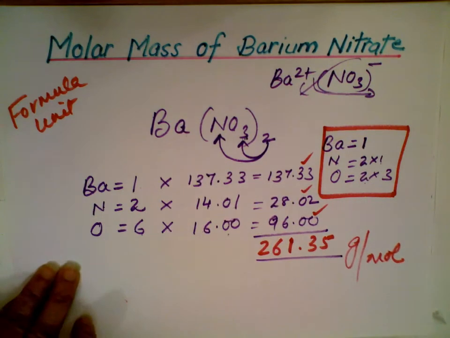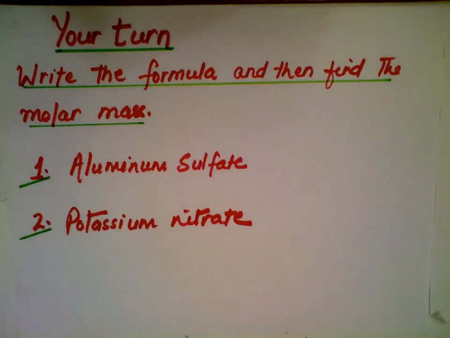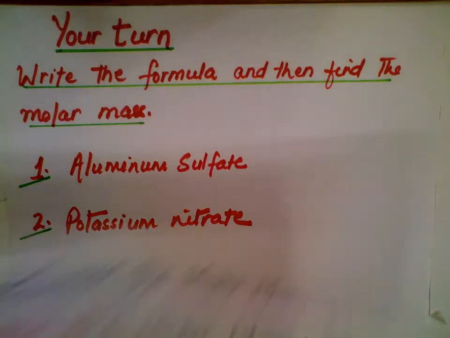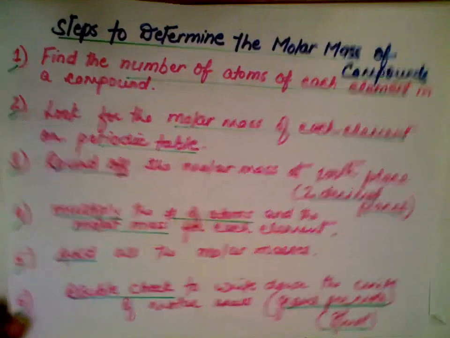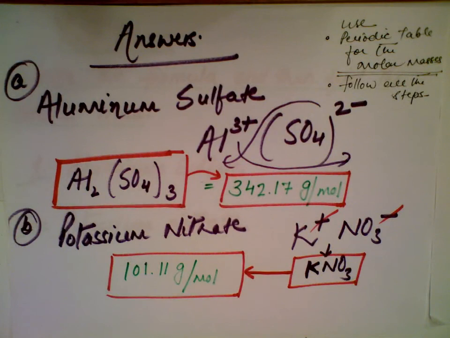I want you guys to try this. Pause the video and try on your own. Make sure you write down the formula first, and then you follow the steps. Once again, you can go to these steps if you have forgotten, or watch what we did again. Okay, and now double check your answer. Just make sure that you have used the periodic table, you have rounded off the value to the 100th place, to 2 decimal places, and you're following the rest of the steps, and double check that you're writing the units.